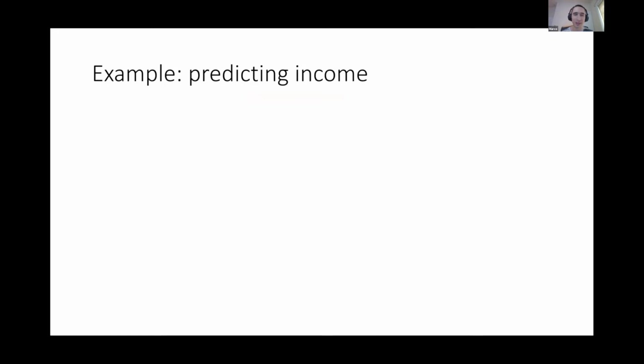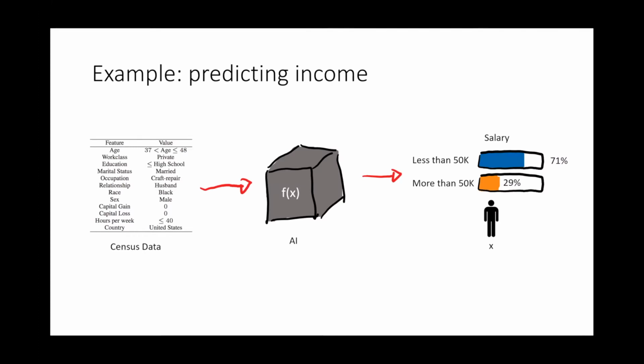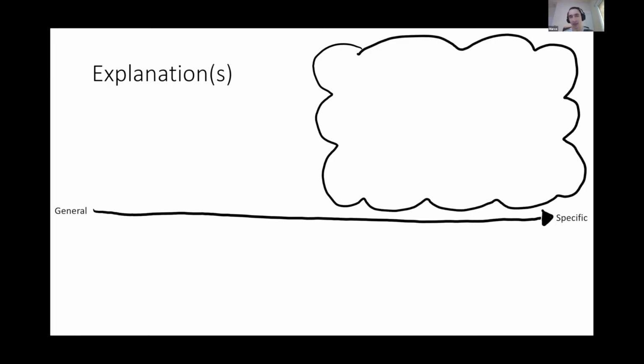I'm going to use as an example income prediction. Let's say you have some census data and you train a model to predict whether people make more or less than 50K. It's just a toy problem to illustrate the kinds of explanations that exist out there. So explanations, again, from general to specific. I'm going to give you a sample of different explanation types.